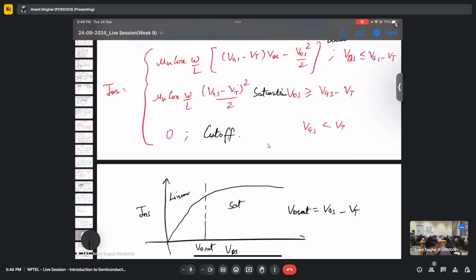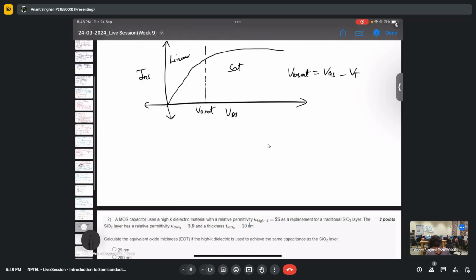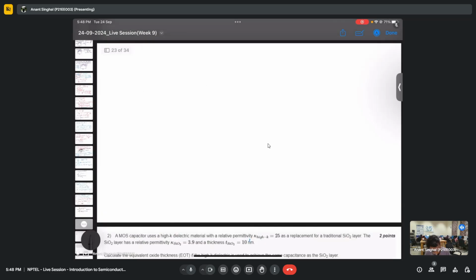Is there any doubt till here? No, sir. So if you're able to get that, then I guess we'll be able to do some of the numerical problems. Further, there is one more concept that I left in the previous class, which was effective oxide thickness. So let me cover that also, and then we'll go towards the numericals.